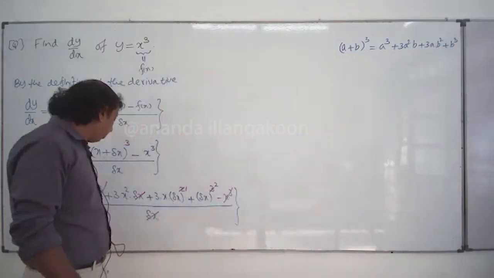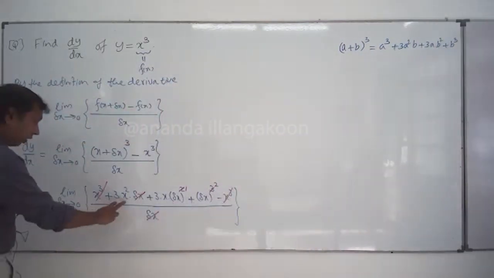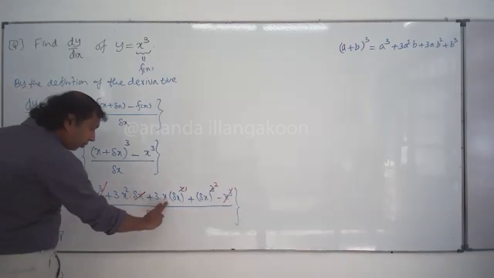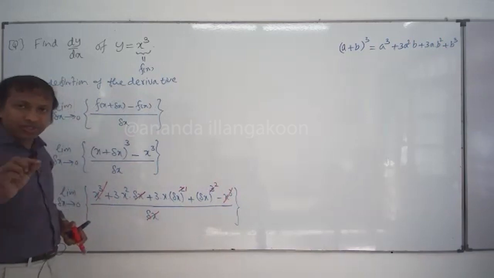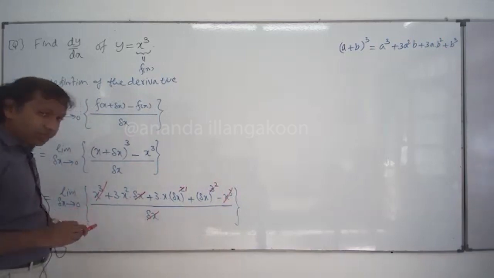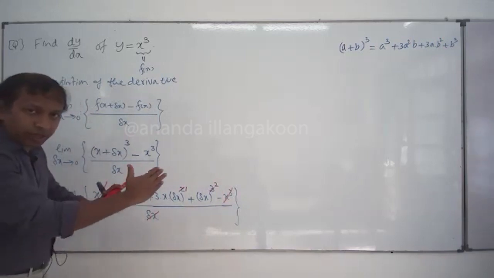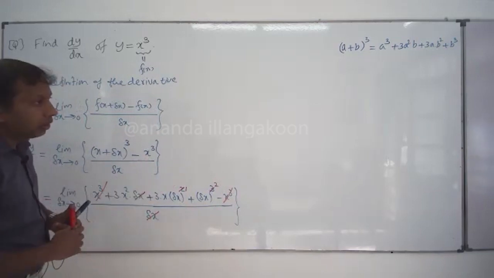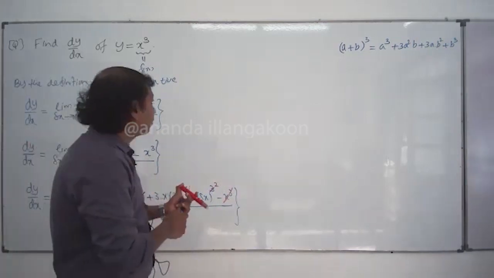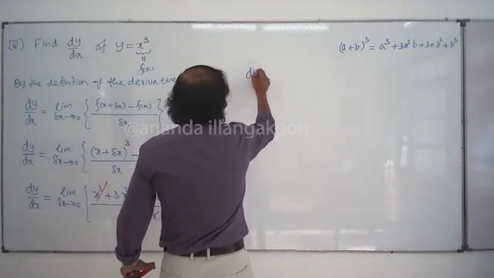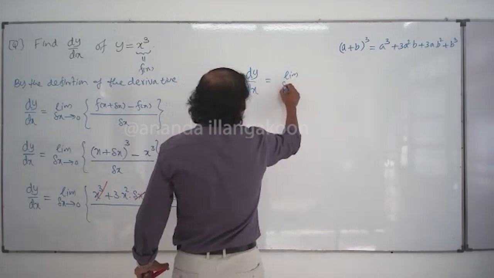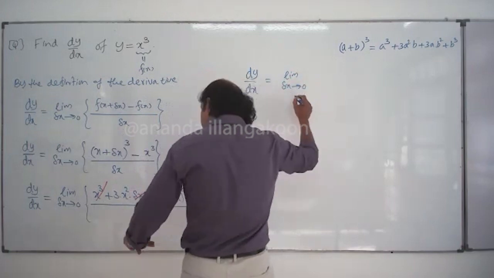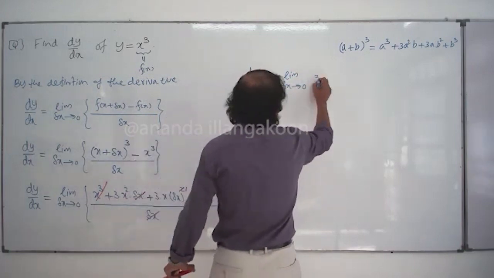Right. Now, here we have 3x squared. Here we have 3x into delta x. Here we have delta x squared. You know, in the limit lesson, when we find a limit like this, we have to apply the limit separately on each term. Right, people? So then we write the next one like that. Dy by dx is therefore limit delta x going to 0 of this, now 3x squared.